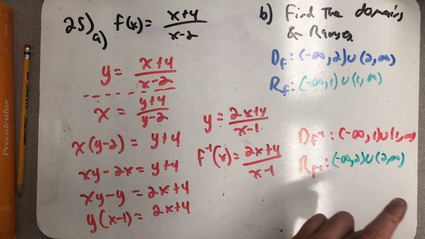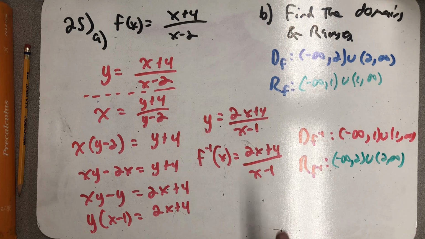All right, so that's what I wanted to do with 25. You can compose f and f inverse, and f inverse and f, and show that these are really inverse functions of each other.